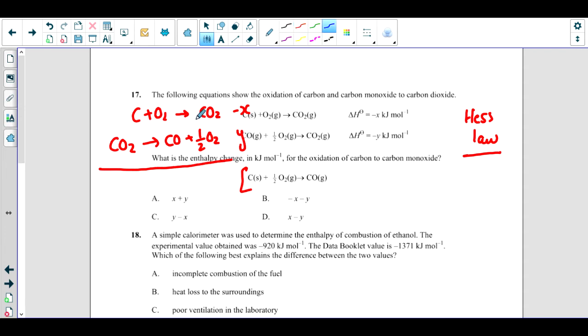Okay, let's cancel. If anything is cancelling, this cancels with this, and we are left here. It is 1 O2, here it is half O2. So how much left here? Half O2. On which side? On the reactant side, because on the reactant side it was 1, and on the product side it was half. So half left. So we have here C plus half O2, giving us what? CO. So we are getting our equation. So what is the heat now? Y minus x. So the correct answer is C, which is y minus x.